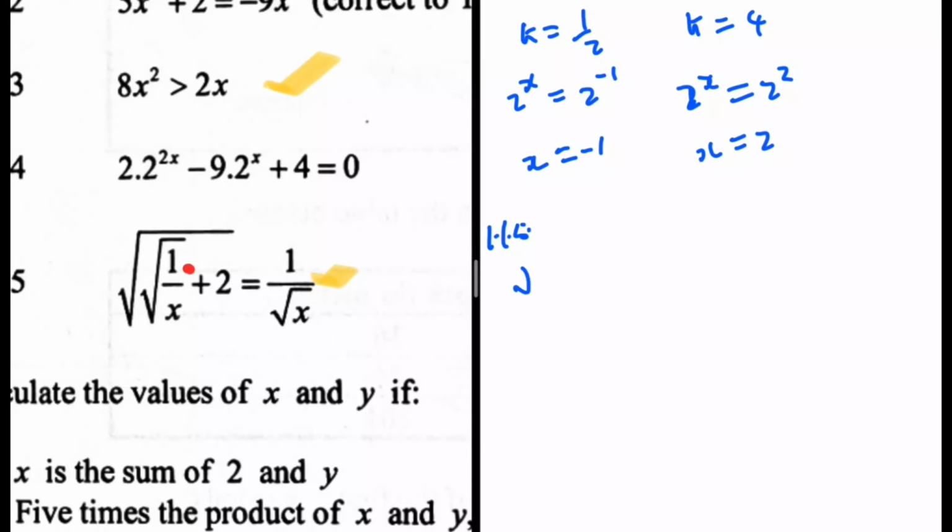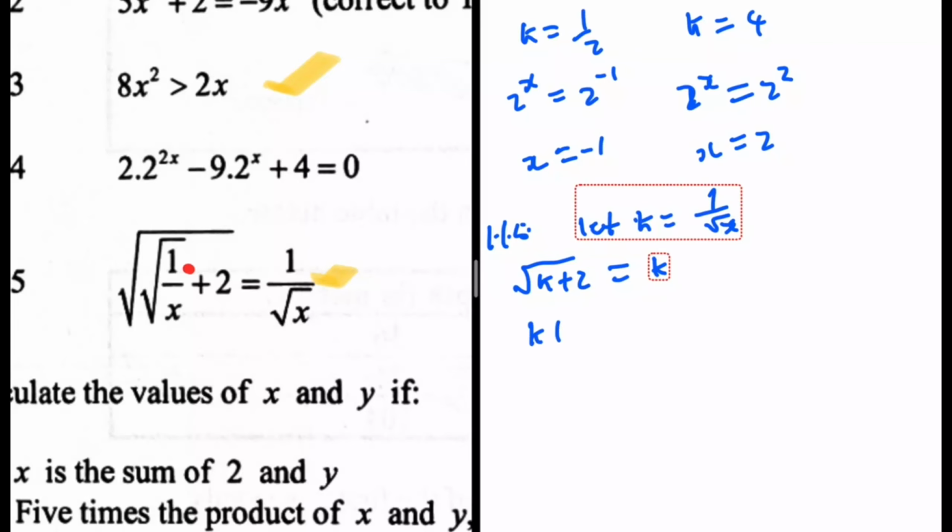But anyway, square root of k plus 2 is equal to k. That's when I let k be equal to 1 over square root of x. So I'm going to square both sides, obviously. Seems like the obvious thing to do. So let me do that. When I square both sides, I get k plus 2 is equal to k squared.